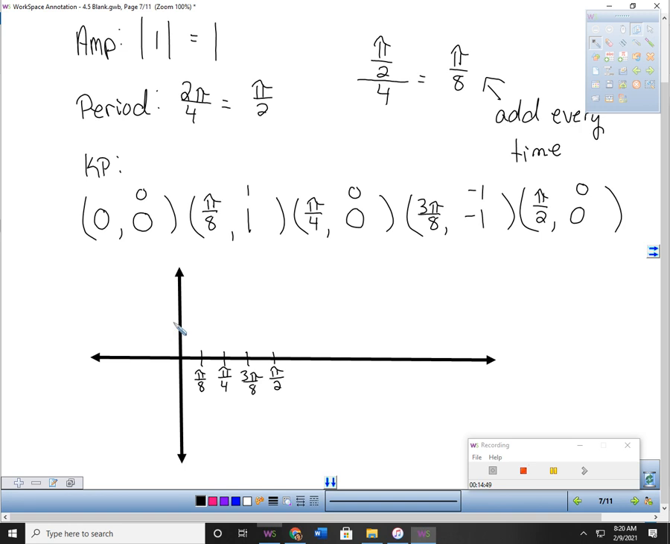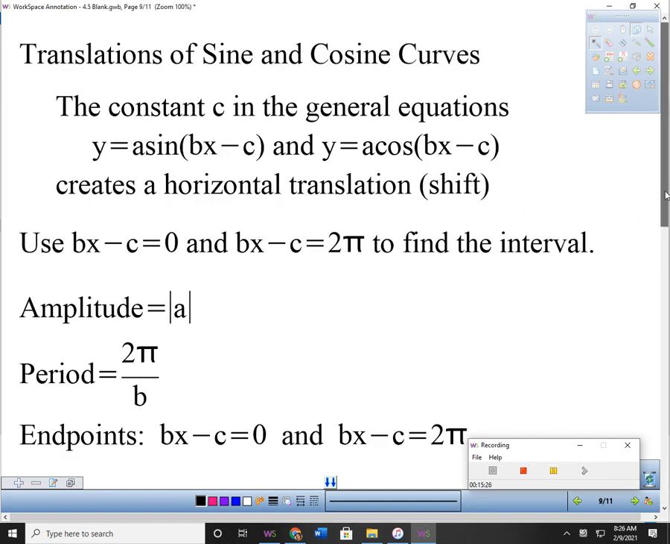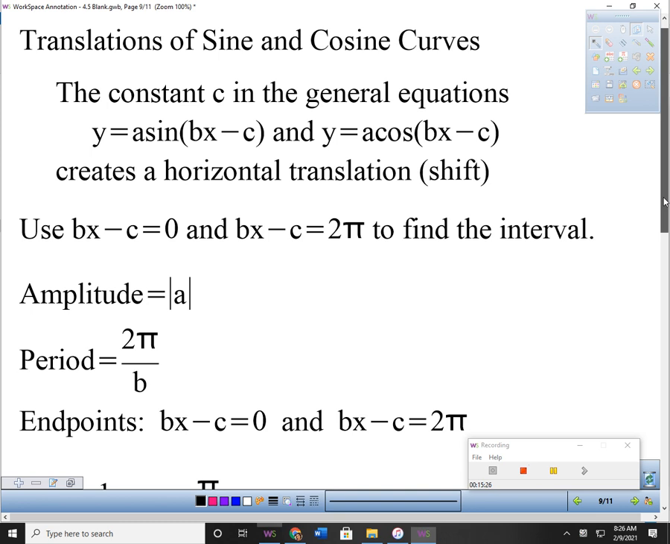The highest up I'm going to go is 1, and the lowest is -1. And then I just plot the points. So 0, 0, pi over 8, 1, pi over 4, 0, 3 pi over 8, negative 1, and pi over 2, 0, and then you just connect your things and make sure that you're curving and not making them pointy.